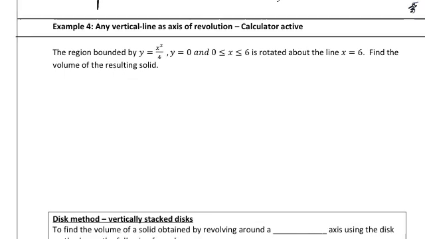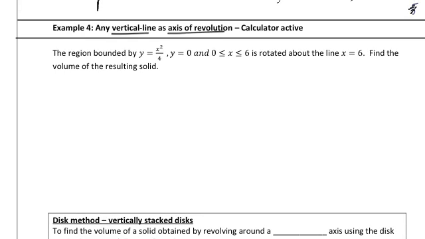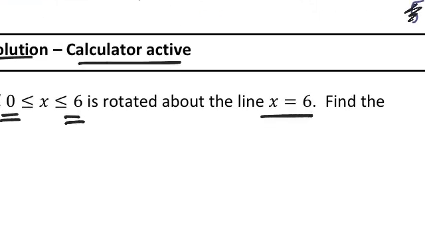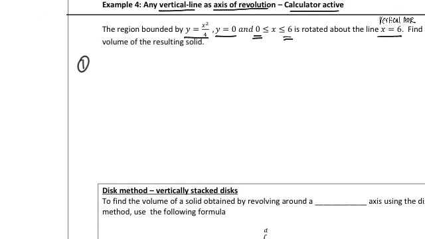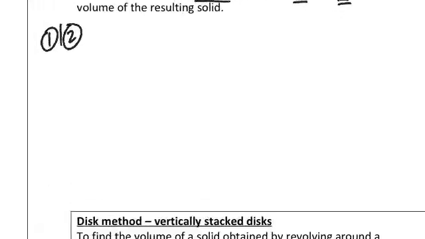Okay, the last problem here, another vertical axis of revolution, and this is a calculator active problem. The region bounded by y equals x squared over 4, y equals 0, and the x boundaries 0 and 6, is rotated about the line x equals 6. So x equals 6 is a vertical axis of revolution. Let us picture the region and the solid. That's steps 1 and 2.